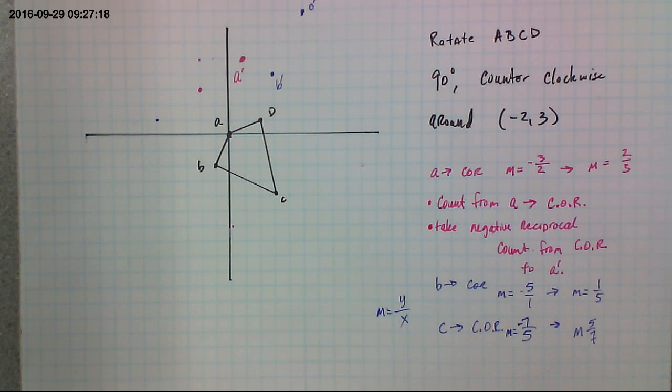Yes, ma'am? What if you had -2/3 and you had to find clockwise? If A was -2, then it'd be +3/2.